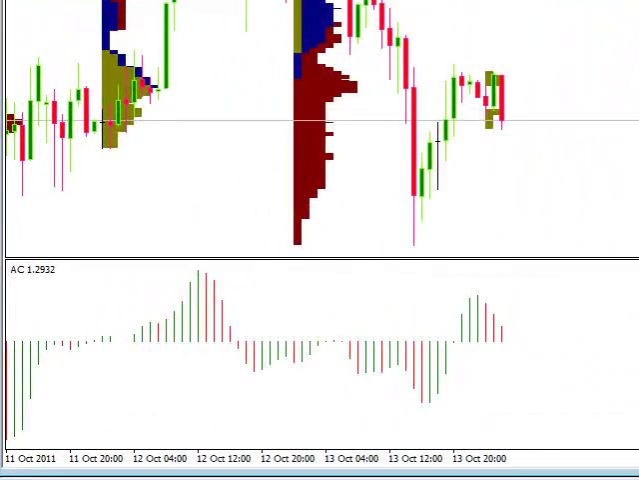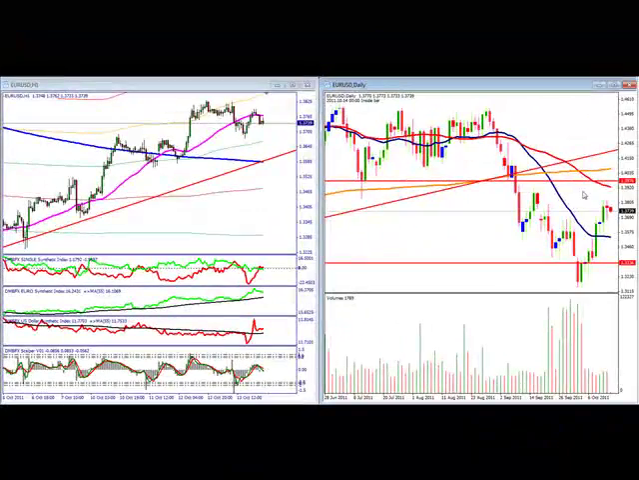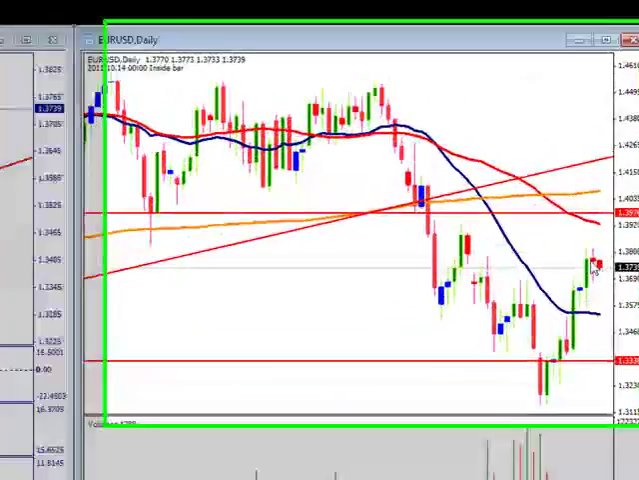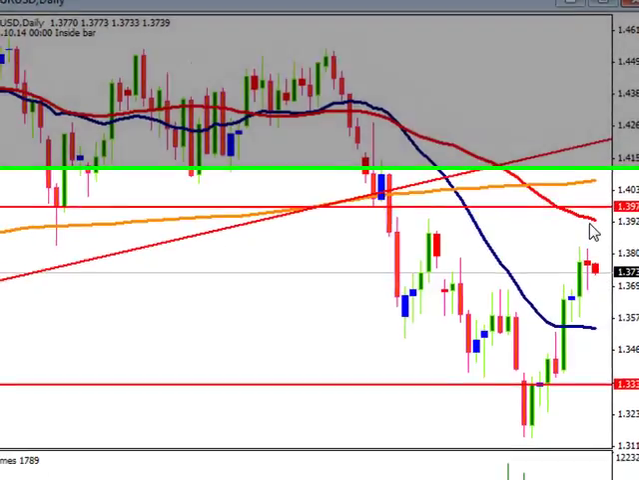So starting off with the euro dollar, we've made our move above the 20, sort of a rising three pattern here. Now we have a couple inside bars here as we move sideways. Are we going to make it all the way to the 50 moving average?